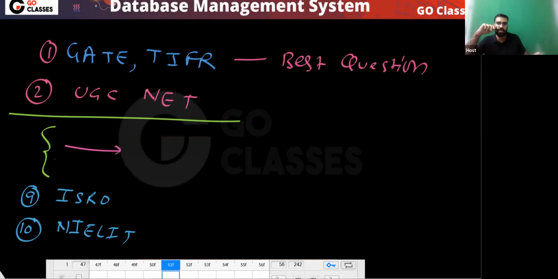So here you can put the GO Classes and GATE Overflow test series. Actually you should put the GO Classes GATE Overflow test series here, because some UGC NET questions are not good. Some UGC NET questions are very poor. But anyway, you can put that. Here you should give more priority to our GO Classes GATE Overflow test series and questions.